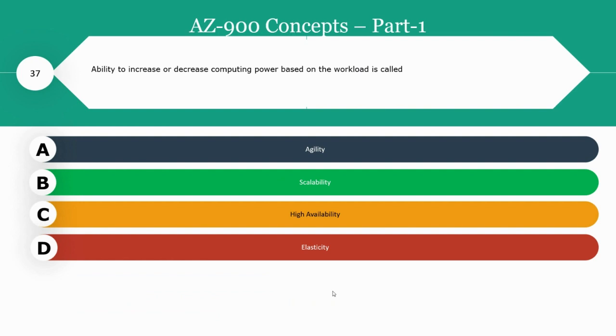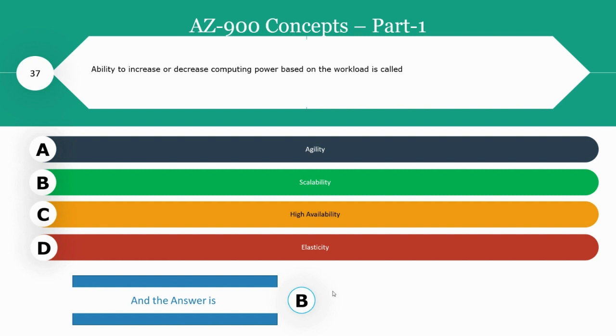Ability to increase or decrease computing power based upon the workload is called as option A agility, option B scalability, option C high availability, option D elasticity. The right answer is scalability, which is the ability of the system to handle increased load. However, the elasticity refers to the ability of the cloud to automatically expand or compress the infrastructure resources on sudden up and down in the requirement so that the workload can be managed efficiently. So the right answer will be scalability.